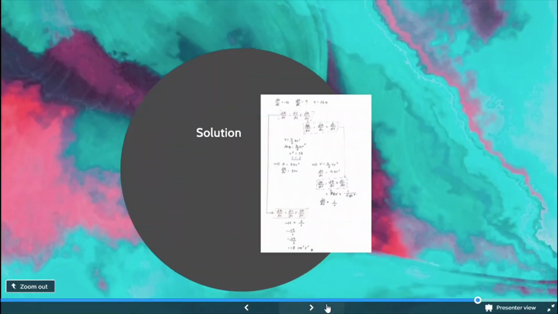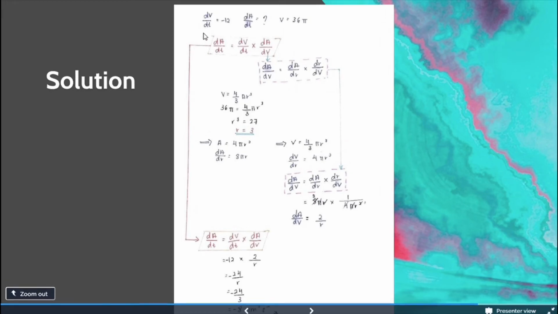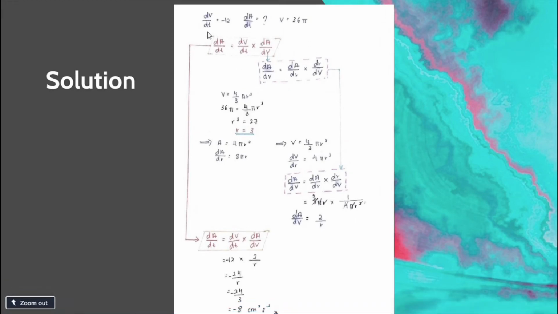So here I come up with the solution. First of all, we need to identify all the information given in the questions. We have dV/dt equals negative 12, and then dA/dt we need to find, and volume 36π. First of all, we need to make a formula to find dA/dt by multiplying dV/dt times dA/dV. In order to find dA/dV, we need to make another formula, which is dA/dr times dr/dV.